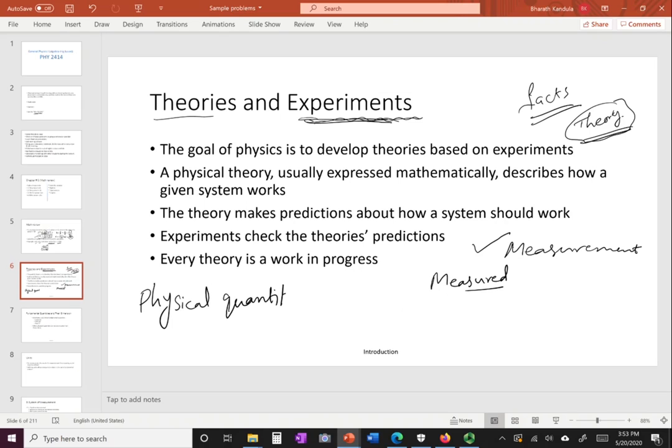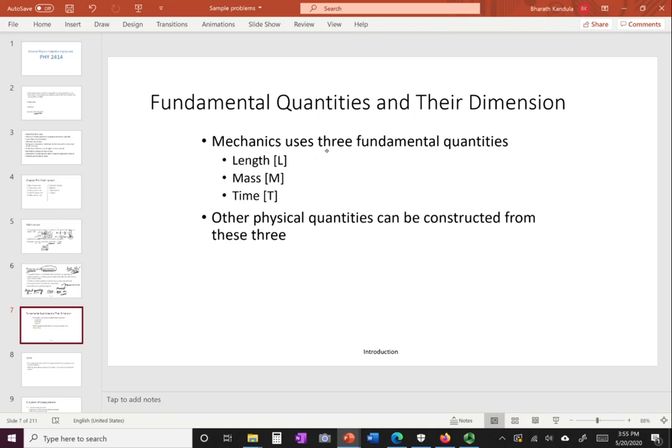Now there are so many physical quantities. Some of them are distance, speed, time, velocity, etc., because we can measure these quantities. Understand? Once we take our measurements, we do calculations and analyze data to get the final result, and using that final result we verify the theory. In mechanics there are only 3 fundamental physical quantities: length, mass and time.